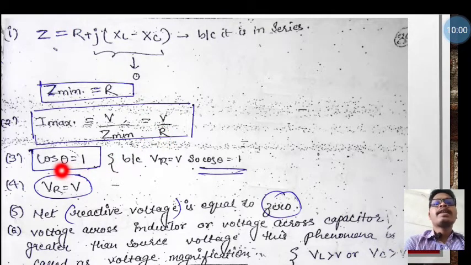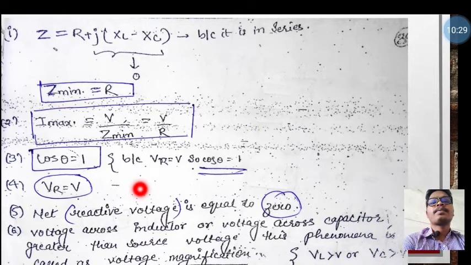And cos theta, that is the power factor. Cos theta is equal to 1 because VR is equal to V. Here there are no reactive elements, that's why the power factor is equal to 1, that is unity power factor, and VR is equal to V, that is the source voltage is equal to the voltage across the resistance. Because the voltage across the inductance and the voltage across the capacitance are of the same magnitude and in opposite direction to each other, they cancel each other in the phasor.